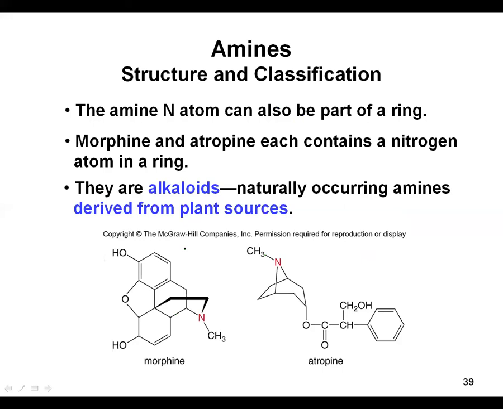Now, the amine nitrogen can also be part of a ring, as we see down here. Some drugs like morphine do contain these nitrogens in a ring type structure. Alkaloids are naturally occurring amines. And again, you see this sort of amine structure here where it gets attached to this ring. And again, that's common in what are known as alkaloids and morphine and those type of drugs.